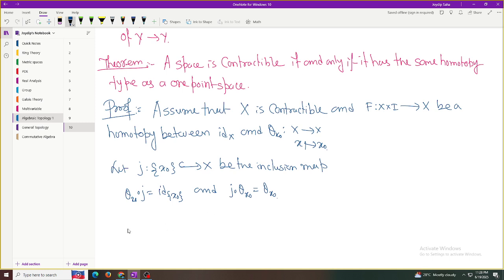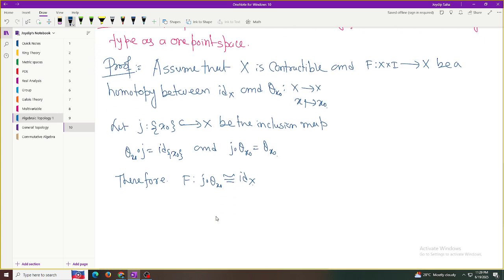Therefore F equals J compose theta x0, identity X, because theta x0 means J compose theta x0, so F is the same homotopy. Hence X, this is notation, right? X0, this is notation. Okay, X has the homotopy type of x0.